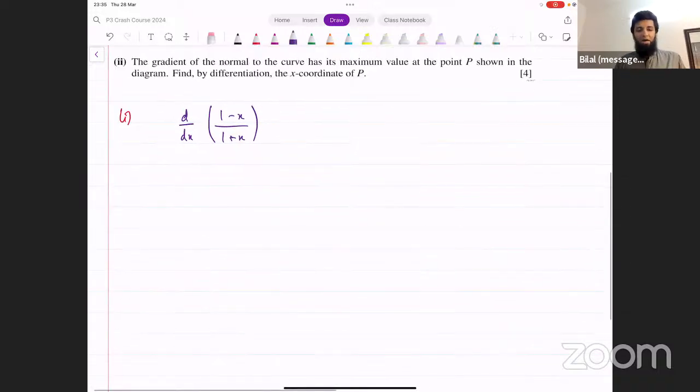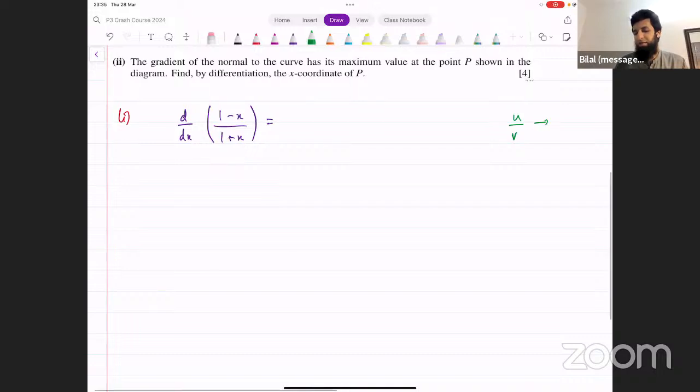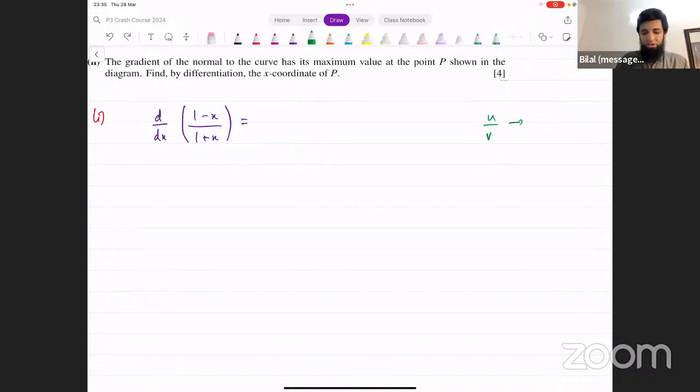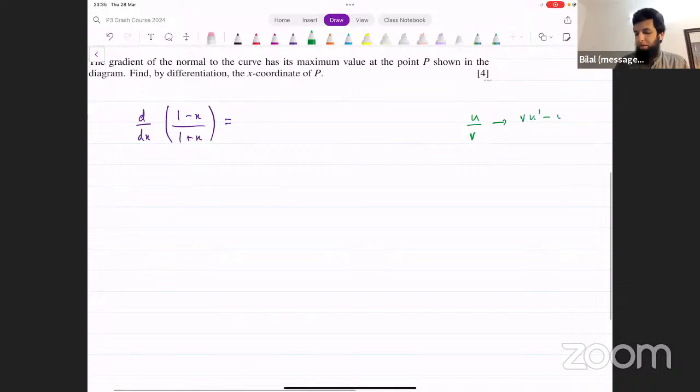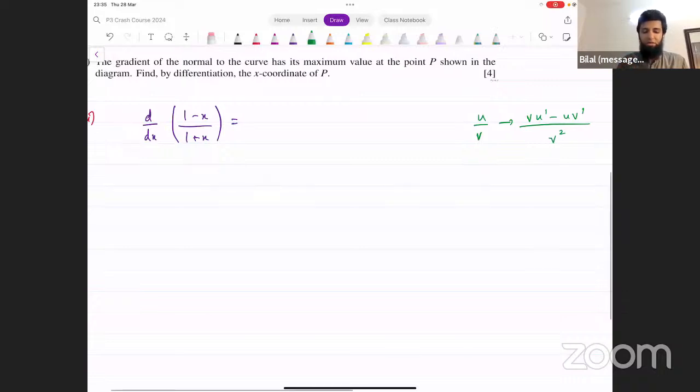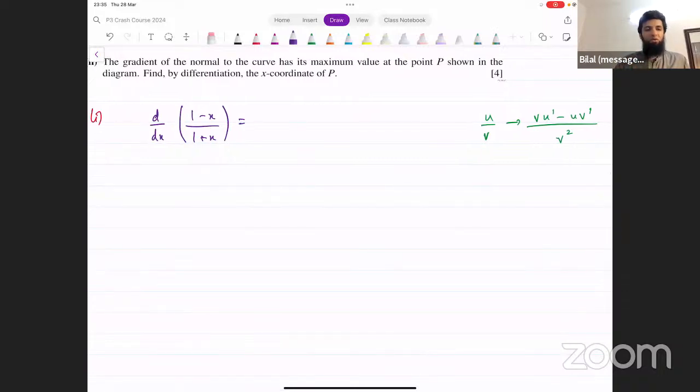Okay, now it's a fraction. How do you differentiate fractions? We know the rule for that. u over v. If you have a fraction like this, the derivative of that is given by v u dash minus u v dash divided by v squared. All right, so we just have to use that rule here. Numerator is u, denominator is v. So v remains as it is, first of all. So we have 1 plus x multiplied by derivative of numerator, u dash. So this is u, this is v.